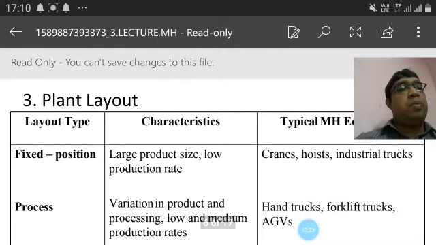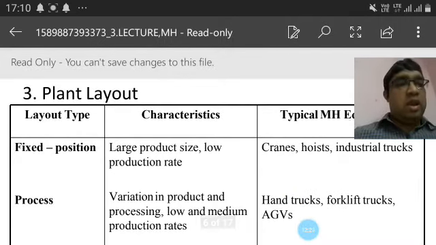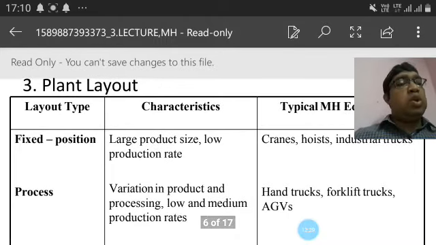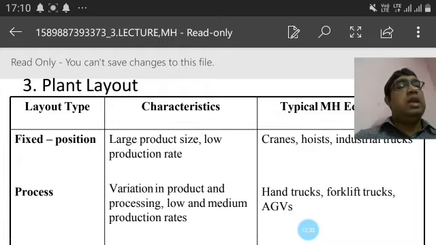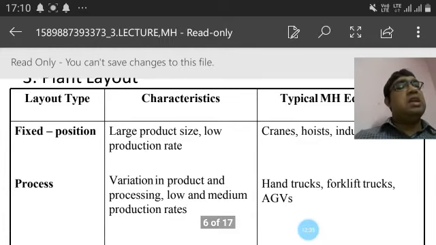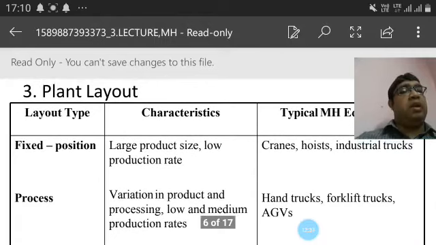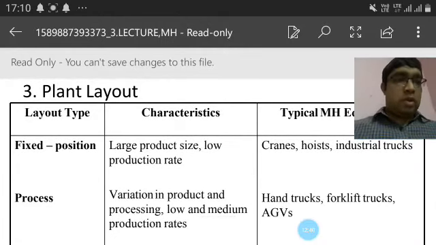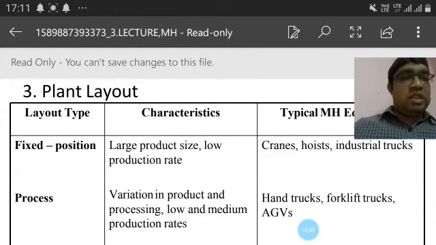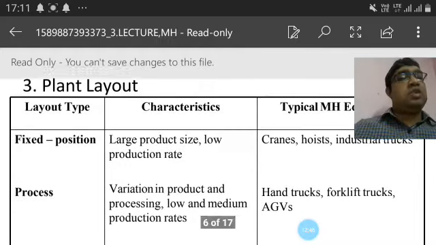These types of products cannot be handled manually by human beings. If materials are transferred manually by human beings, it will be very dangerous, and an accident could occur during these times. For this, the cranes, hoists, and industrial trucks will be required.